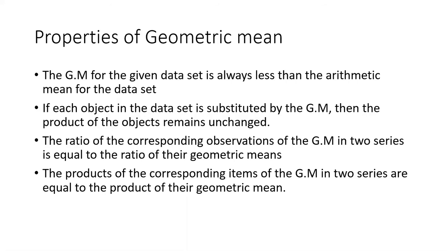Geometric mean we have seen, where we use the root values to find the mean. The geometric mean for a given data set is always less than the arithmetic mean for the data set. Remember this point, that the GM will be less than the AM. Then if each object of the data set is substituted by the GM, the product of the objects remains unchanged. It will remain constant.